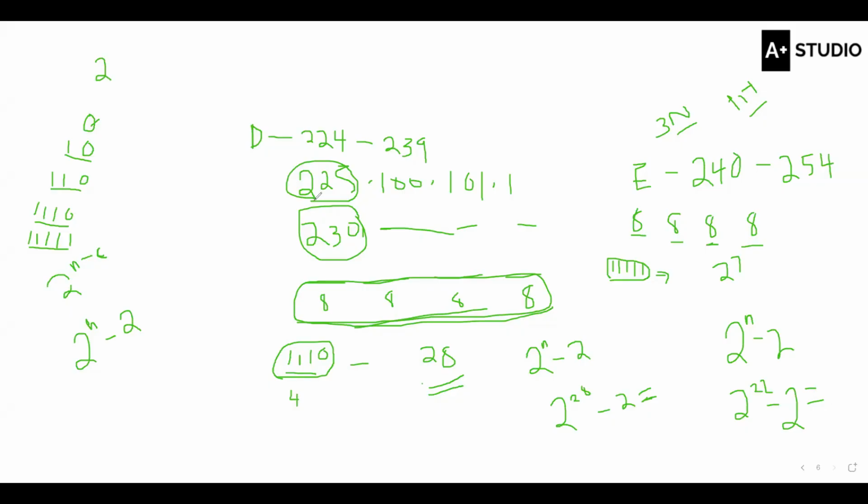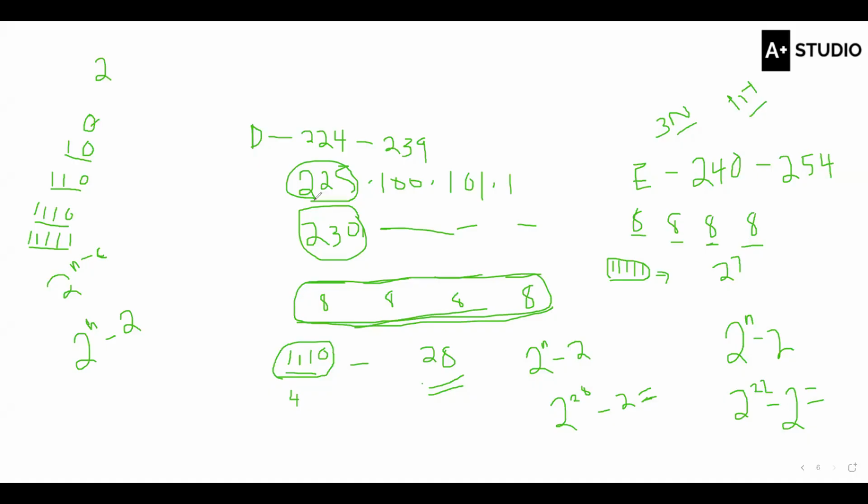The class D, they are used for experimental and research purposes, okay? And then the class E, used for multicasting purposes, all right? And then the 127 IP addresses are used as a loopback IP address, okay? Loopback IP address.